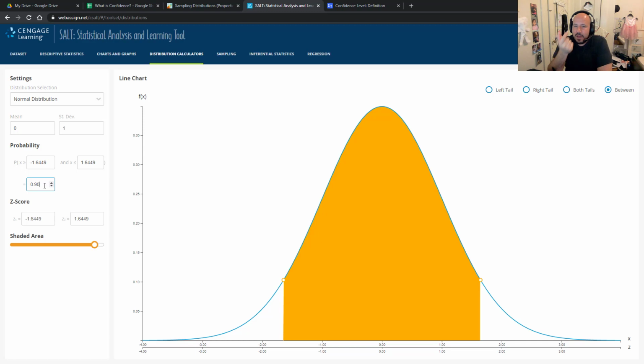Okay? So now I'm only trapping 90% of the area in the center there. I want you to recognize here, it has two numbers here. They're both exactly the same. One is positive, one is negative. The positive one is 1.6449. Now, does anybody remember what our critical number was for 90% confidence? It was 1.645. So this is where we got that 1.645.